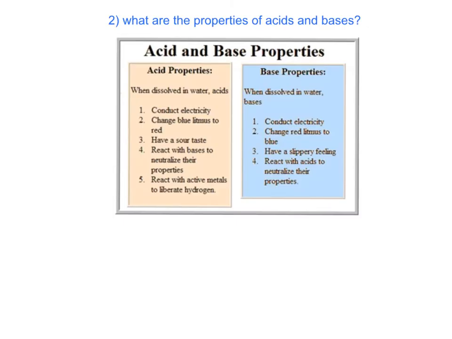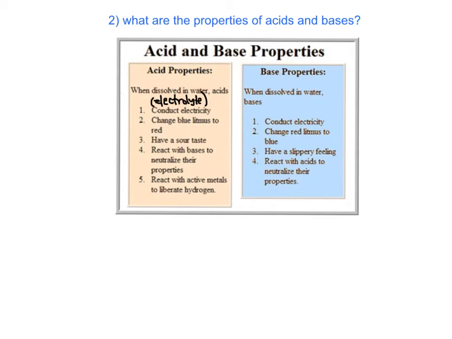All right, let's talk about the properties that acidic and basic things have. So let's talk about acids first. Acids, when you dissolve them in water, of course, give up hydrogen ions, and those hydrogen ions will conduct electricity. So acids will conduct electricity. And there's a word for that in science. Any solution that conducts electricity is called an electrolyte.